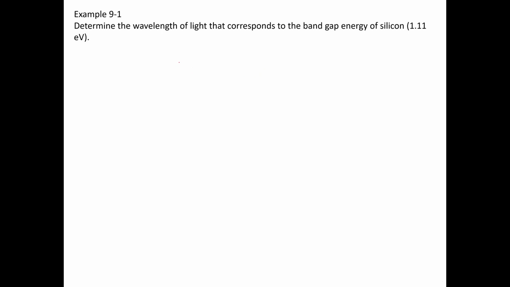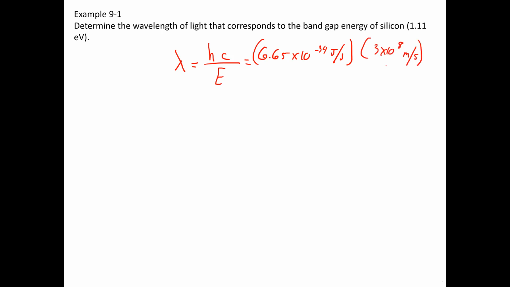So if we were to start off this example problem and try to compute what the wavelength is, we can combine the two equations from the prior slide and end up getting that if we take Planck's constant, multiply it by the speed of light, and divide it by the band gap energy, we would end up with the following. Take Planck's constant, multiply that by the speed of light, which is 3 times 10 to the 8th meters per second.